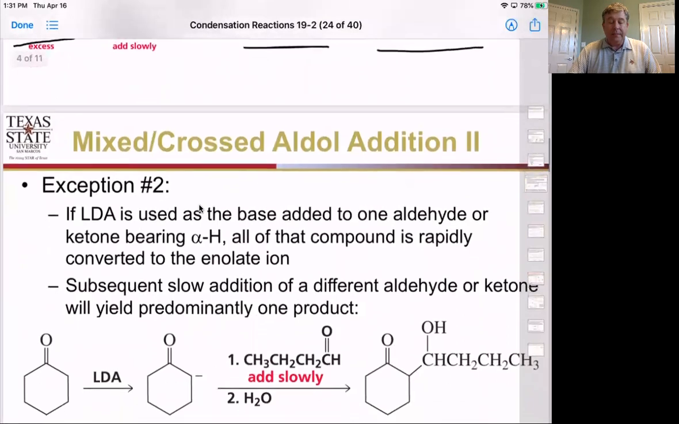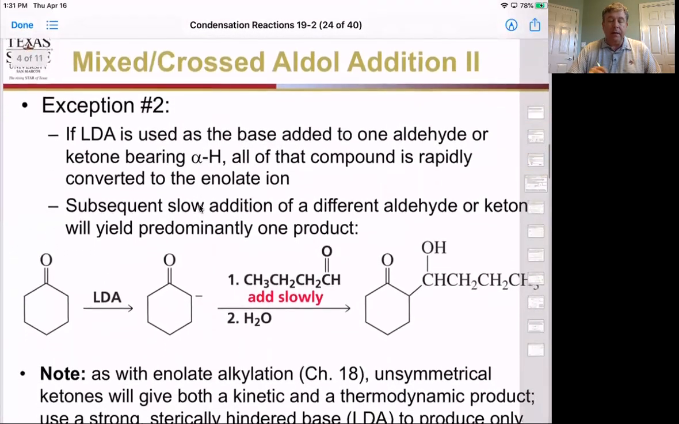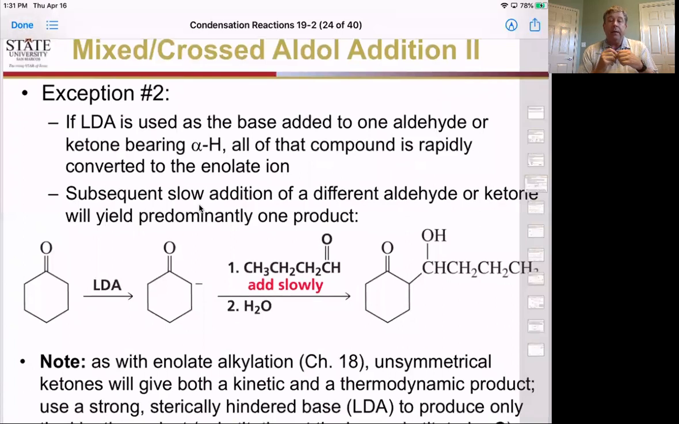Okay, so the second thing we can do in this mixed aldol addition is that instead of a reversible base like an alkoxide or hydroxide, we use an irreversible, kinetically driven base like LDA. We learned last time that LDA gives us our kinetic one. It takes off the hydrogen where it has the most hydrogens, generates that enolate, and makes it irreversible. Once we form that, we can then slowly add our other compound. Our enolate will react with that carbonyl compound to give us our alpha hydroxy ketone compound, okay?